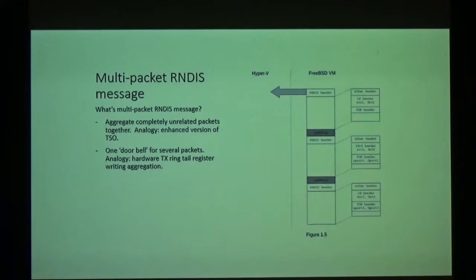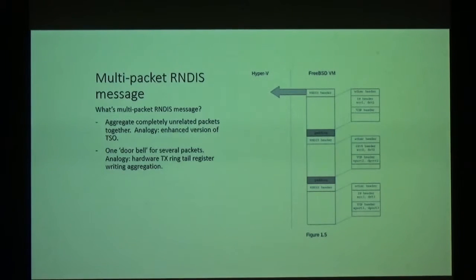And what's the multi-packet RNDIS message? It's kind of like TSO, but it can aggregate completely unrelated packets together. It can be an IPv4 packet or an IPv6 packet, and the content of the packet can be a UDP packet or a TCP segment. They do not even need to be sent to a single location. So you just get the packets from the queue, and if you can aggregate, you just put them together and send to Hyper-V in one shot.